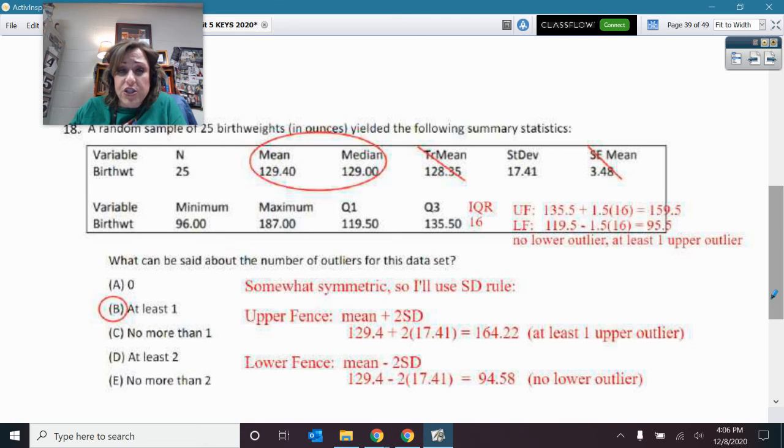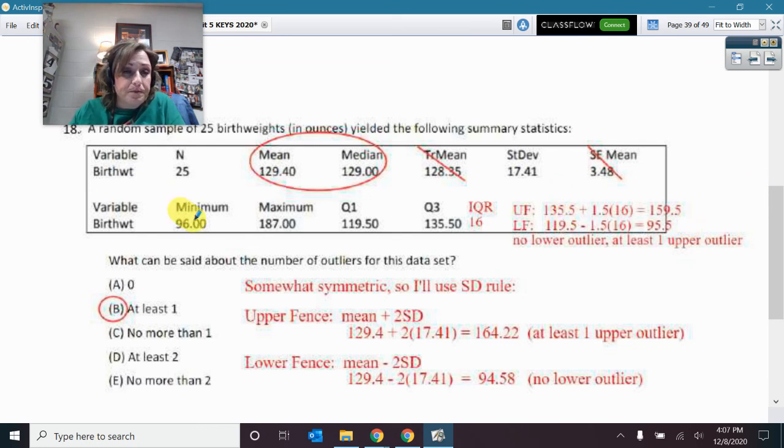Are there outliers? Well, we need to do the fences. And so I guess they gave me a standard deviation. So I could have done the IQR rule or the standard deviation rule, but the mean and the median are about the same. So I guess I did the standard deviation rule. Okay. Whichever rule you did, whether you did the mean plus 2 standard deviations and mean minus 2 standard deviations, or you did the quartile fences, Q3 plus 1.5 IQRs, Q1 minus 1.5 IQRs.